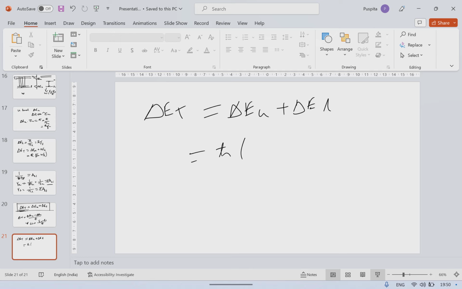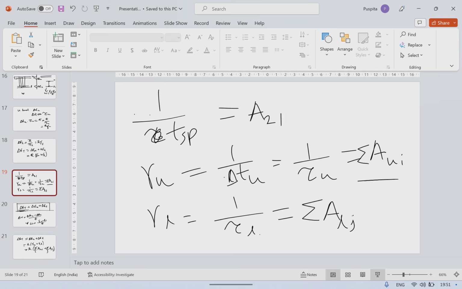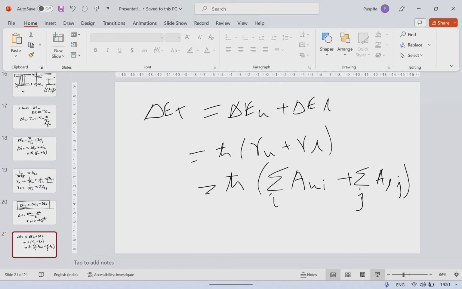So that's why we are adding this delta E_U plus delta E_L. So it will be h cut times gamma_U plus gamma_L, or we can say h cut times A_U_I, and the summation is over I, plus the sum over J of A_L_J. Here also the summation is over I, because I can vary. Let's say the upper level can be L1 and the lower level L2. So I can vary between those two lines.